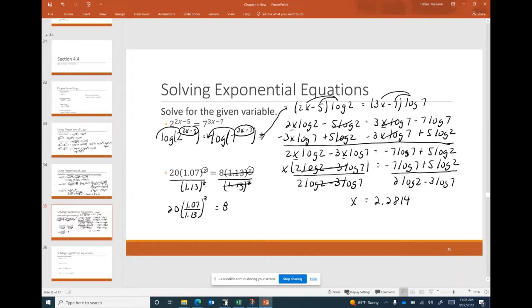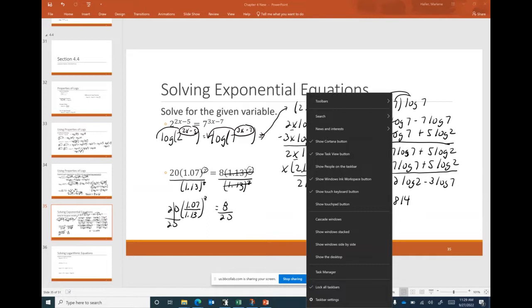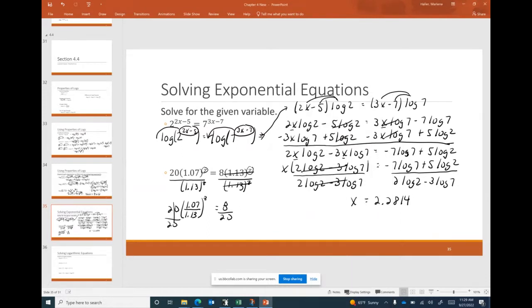All right. So now I can get rid of this coefficient, right? Because I only have one exponential expression. So I could divide both sides by 20. And then what I have left is 1.07 divided by 1.13 raised to the z power, and it's going to be equal to 8 divided by 20, which of course would reduce, wouldn't it, to 4/5. But I can go ahead and write that, I guess. All right. What do I do with this?